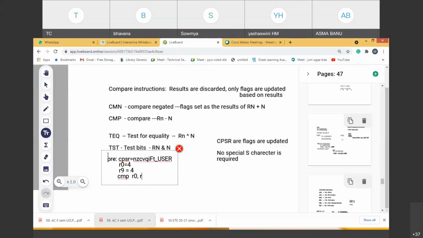If I write the instruction like this, after execution, what will be the result? I am interested in CPSR. Now you cross-check: 4 minus 4, the comparison instruction you are doing. So the zero flag is set, nothing more, because both are equal, the zero flag is set. The answer is 0, it replicates that, the zero flag is set. That's how the output is written: N, capital Z, C, V, Q remains the same, and I, F, T underscore user. That's it.